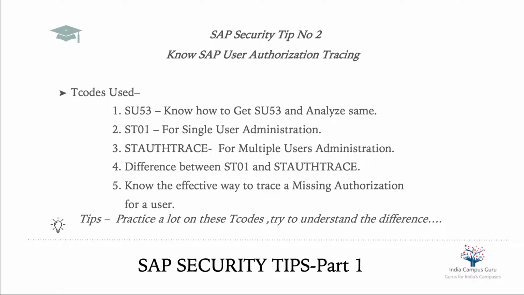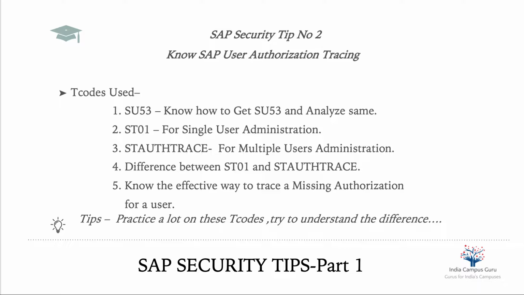So SU53 is something you have to ask your user to run immediately after they have an authorization issue. Like if they get an error saying you cannot do this or you're not authorized to do something, that's the first T code you're going to ask about. Could you please run SU53 immediately after you get the authorization error? And you have to ask them to expand whatever they see and then share it with you, so that you know what authorization objects or other things you need to add or provide to that user. So that's one of the best friends you would have in your career as SAP security.